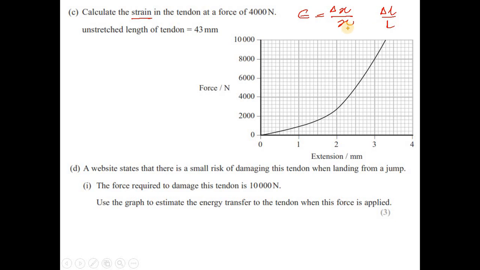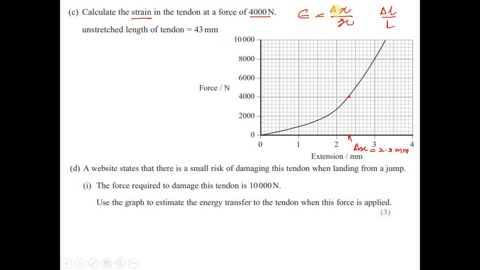Here x is the original length and delta x is the change in length. So you need to find delta x at 4000. At 4000, delta x is this, so you can figure out that amount. From this diagram, this delta x is 2.3 millimeter, and the original or unstretched length is 43 millimeter.